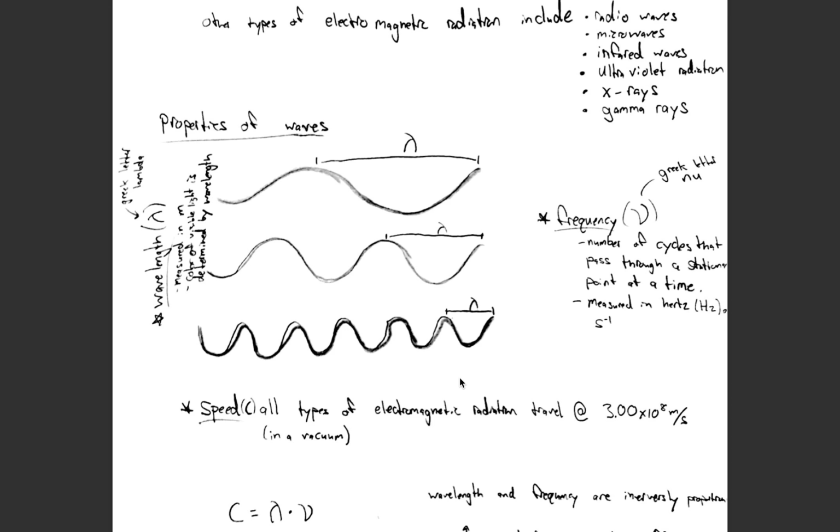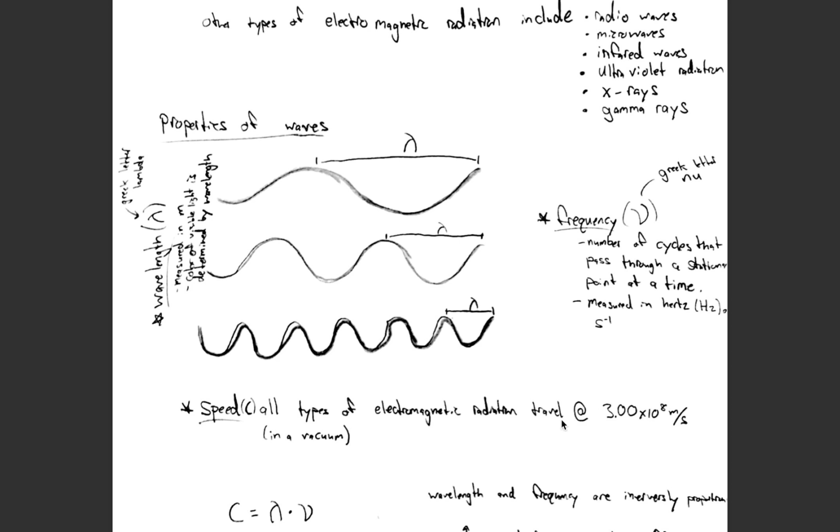The other thing that we talk about is frequency. For frequency, we use the Greek letter nu, which to me kind of looks like a V that's blowing in the wind. It's sort of bent over a little bit. Frequency is just the number of cycles that pass through a stationary point at a given time. Frequency is measured in the units hertz, which is an inverse second. So it's cycles per second.